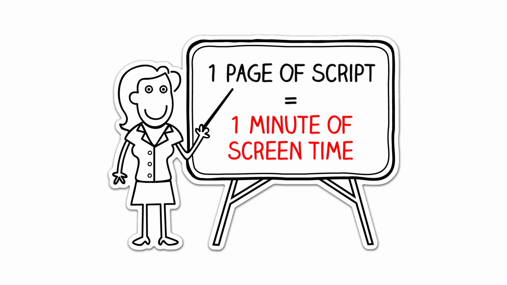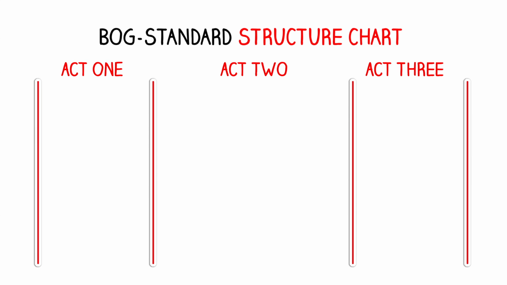If you're typing in the correct format, one page equals about 1 minute of screen time, which means your feature-length script will be between 90 and 120 pages long. Your 10-minute short will be 10 pages long, and so on. Taking a 120-page screenplay, here's a bog-standard structure chart, and here's what to write where.